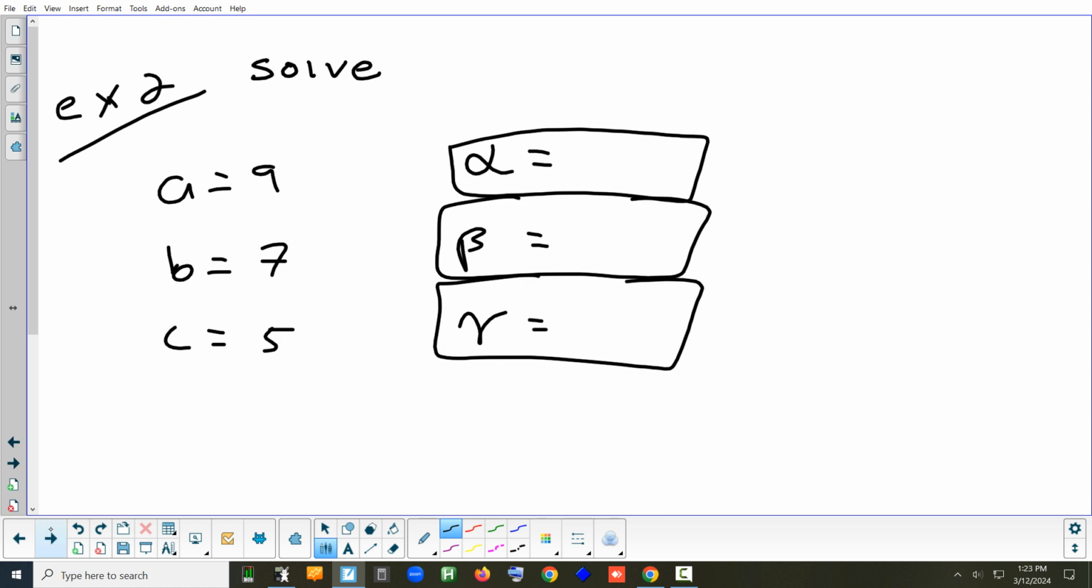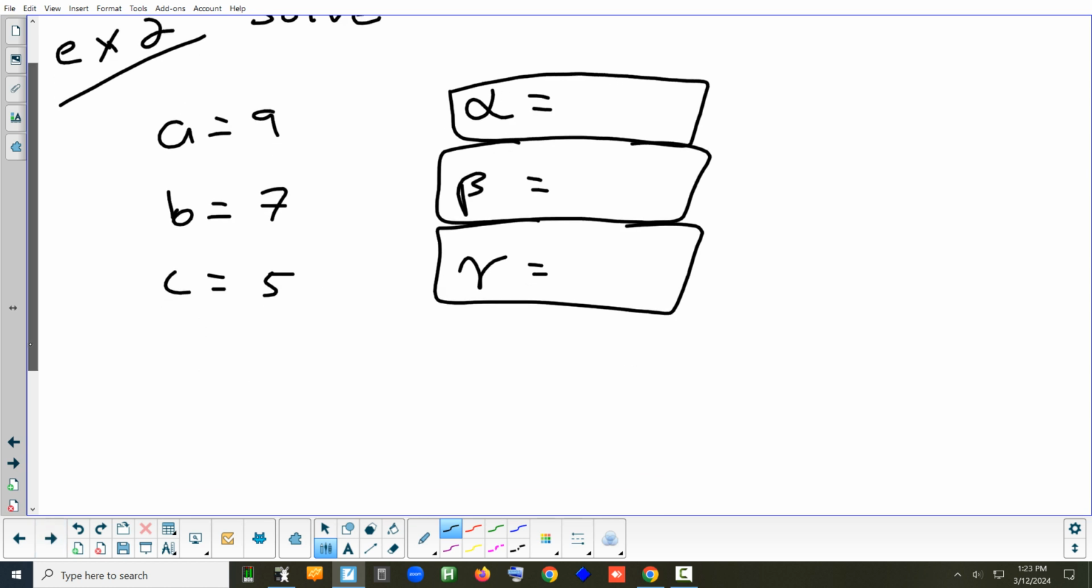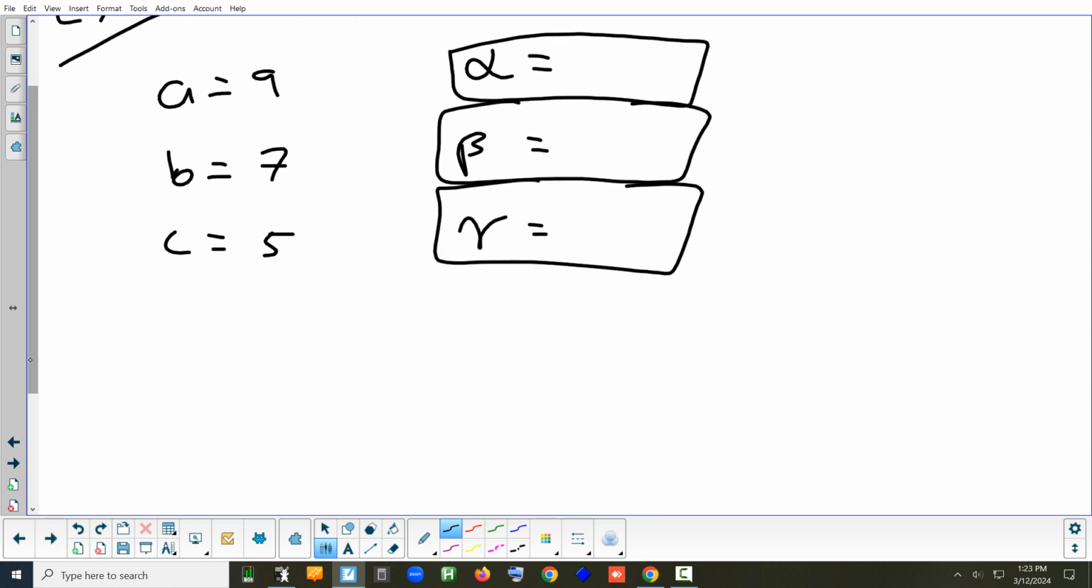Okay. All right, so let's try this one. Any angle we want to find first. So which angle do we want to do first? Gamma. All right. So gamma, that's the one that starts with what letter? C.